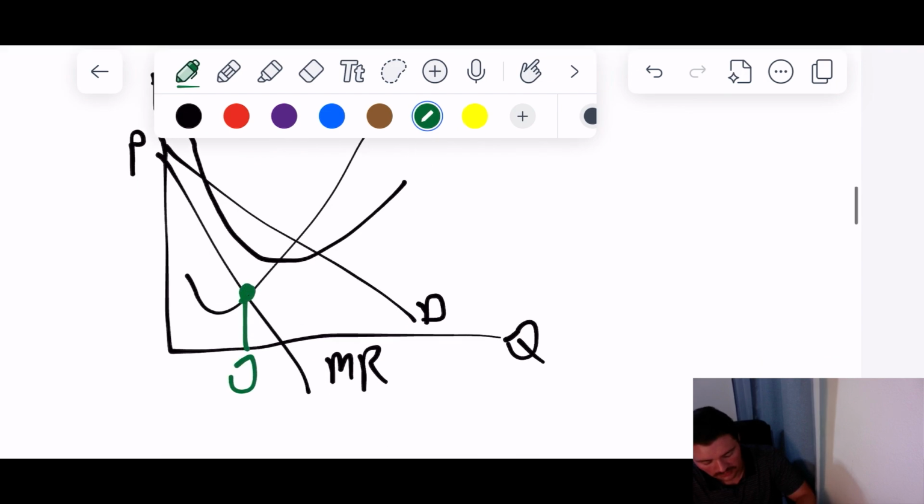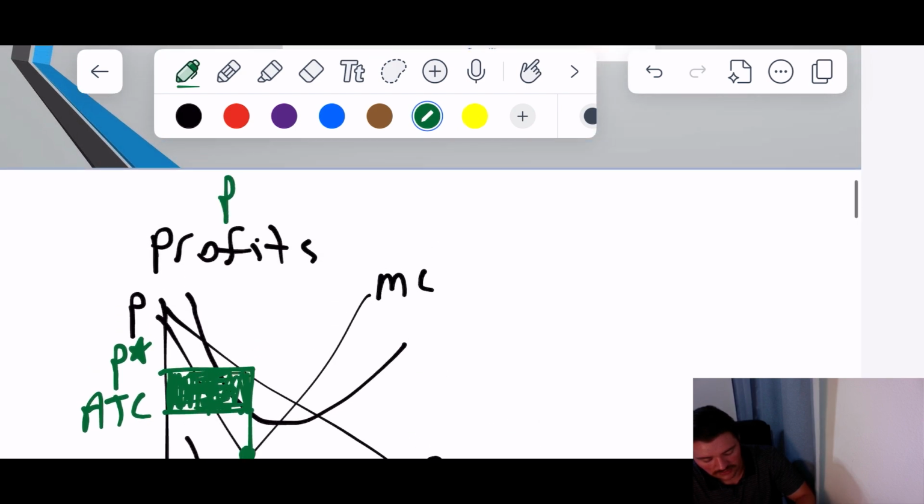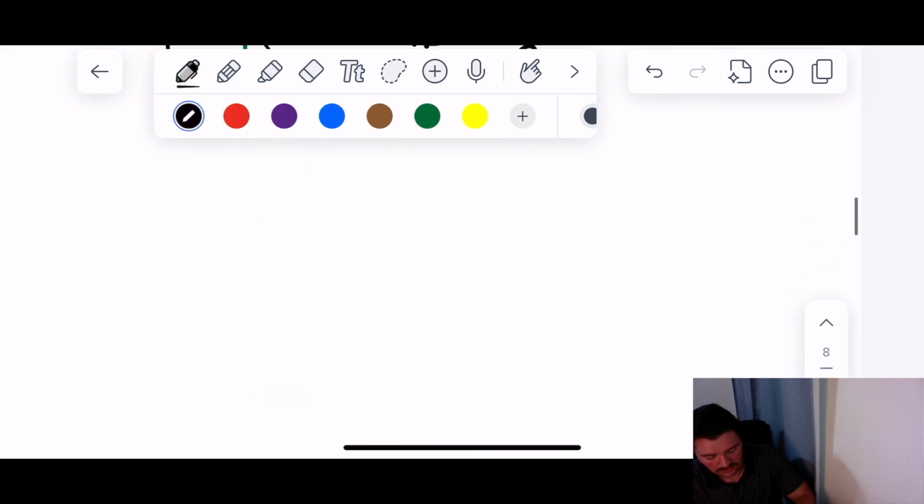That's how we find the quantity. We'll find the price by going up to the demand curve. All right, and then we can find our ATC right here. So this is our profit area here. And the reason we know it's profits is because your price is greater than your ATC. Let's do losses.